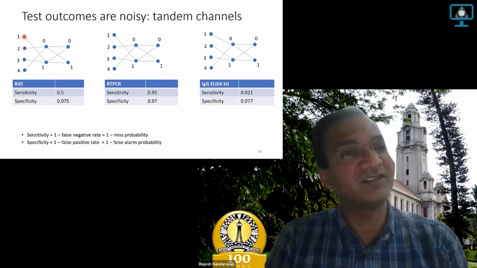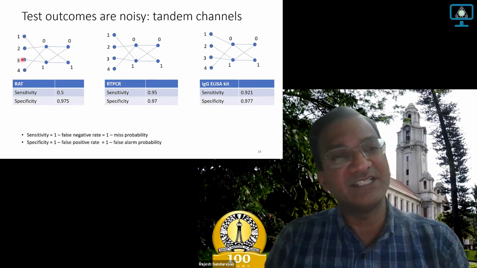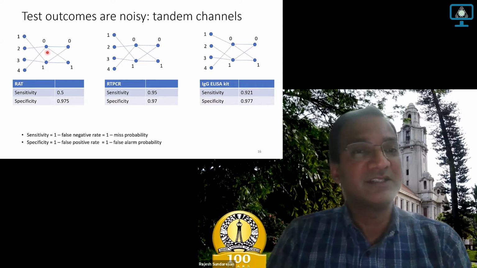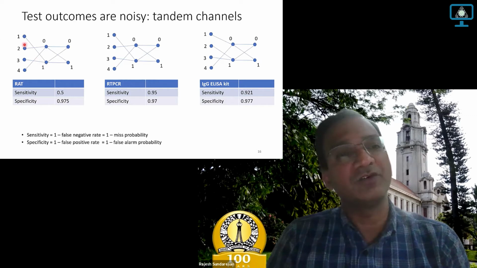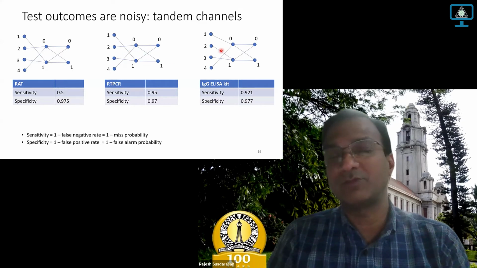So let me look at states 1 and 3. They correspond to active infection only, or active infection and IgG antibodies. And so the RAT, this is for the RAT, will turn out to be positive on these two states and negative on these two states. So that's the ideal outcome. And similarly, there are ideal outcomes for the other two.